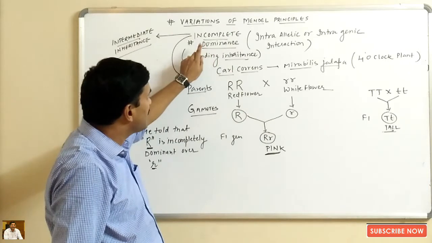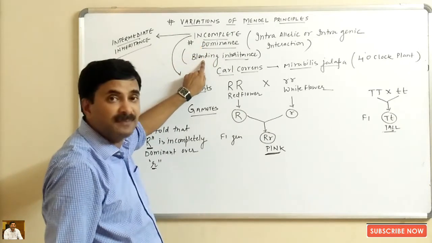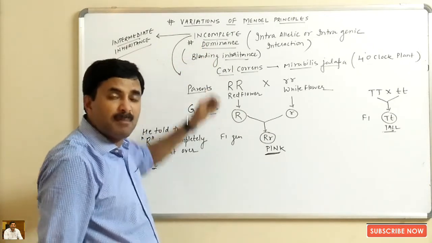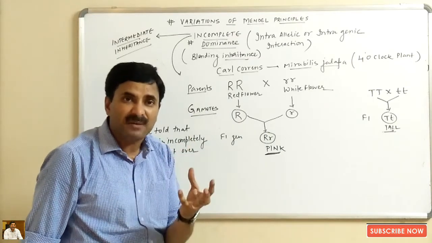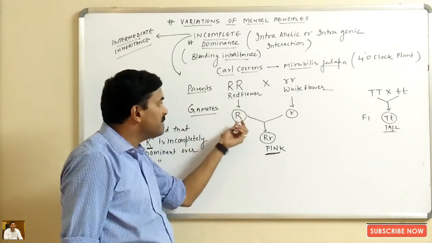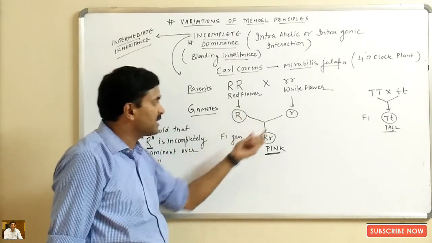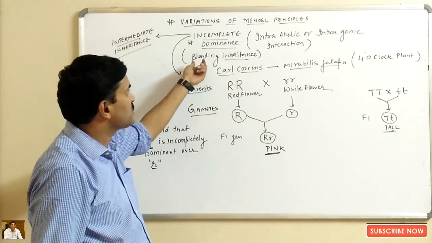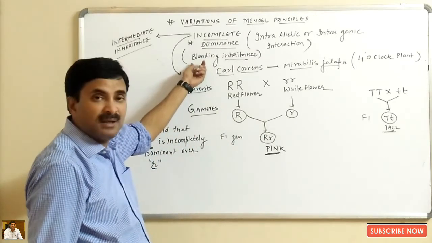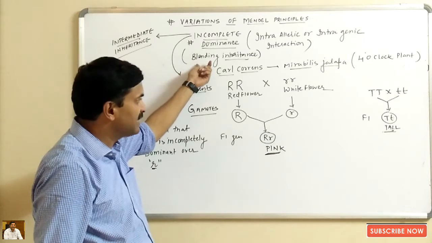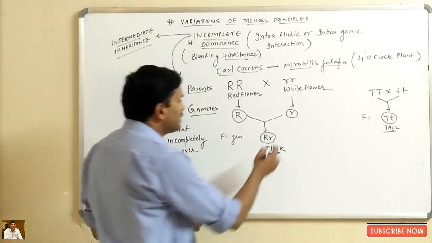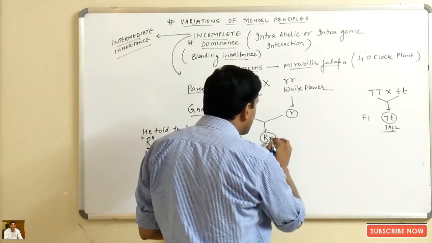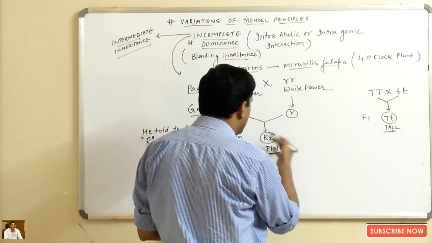Not only this, incomplete dominance is also called blending inheritance. Blending means what? A mixture. Pink color is a mixture of red and white color, and that's why it was also called the blending inheritance.